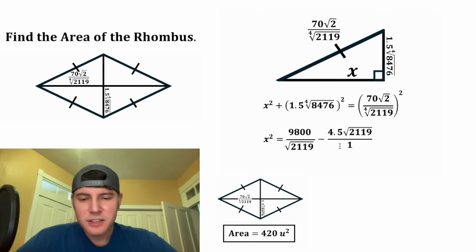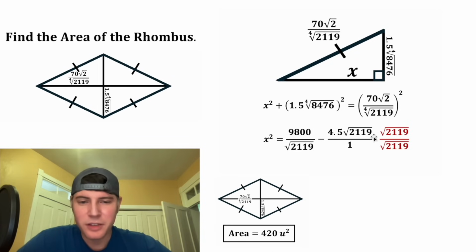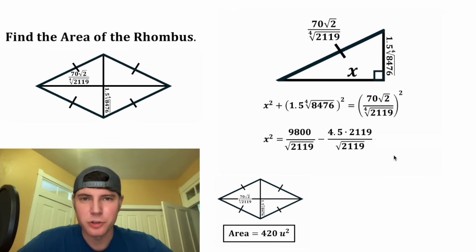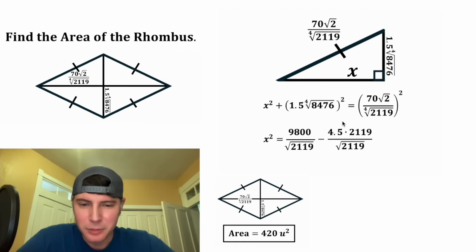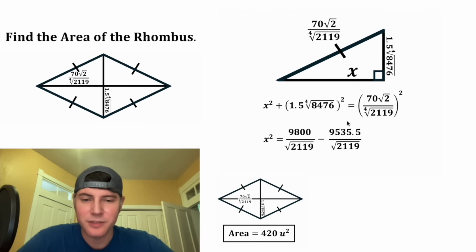In order to give this a denominator of root 2119, I'm going to multiply top and bottom by the square root of 2119. On top, the square root of this times the square root of this is equal to this. And on bottom, 1 times the square root of 2119 is equal to the square root of 2119. We can clean up this top a little bit more. 4.5 times 2119 is equal to 9535.5.